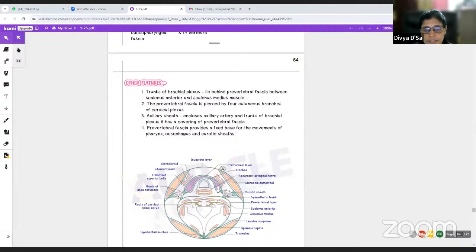Then the prevertebral fascia is pierced by 4 cutaneous branches of the cervical plexus and the axillary sheath enclosing the axillary artery and the trunks of the brachial plexus. When it extends down, it forms part of the axillary sheath. This prevertebral fascia provides a fixed base for the movements of the pharynx, esophagus, and the carotid sheath.